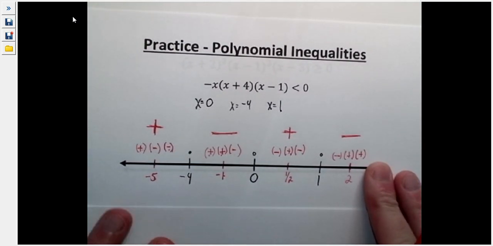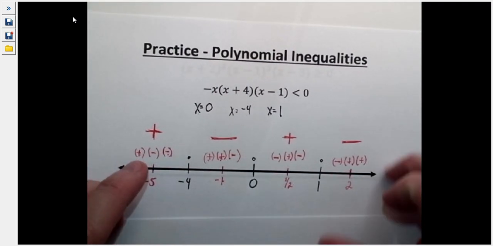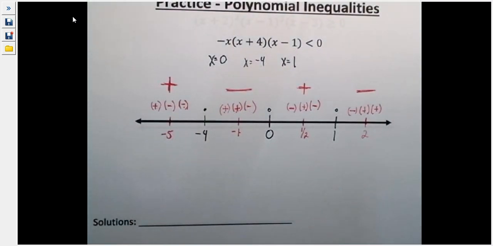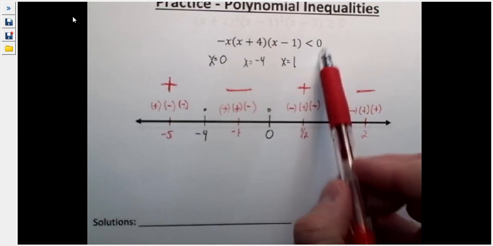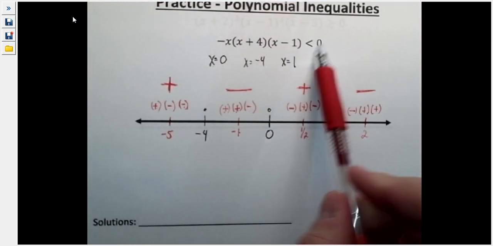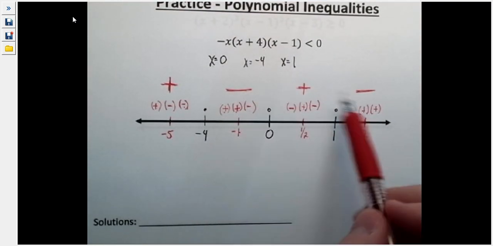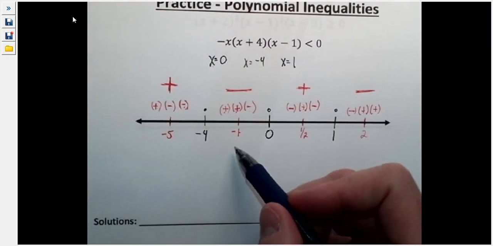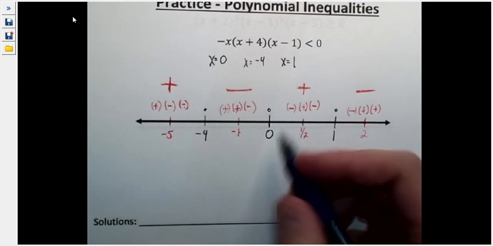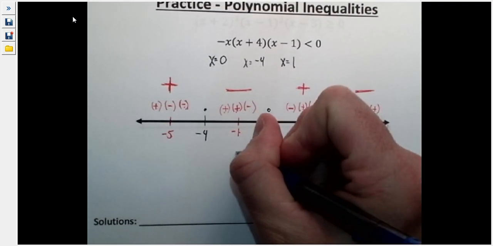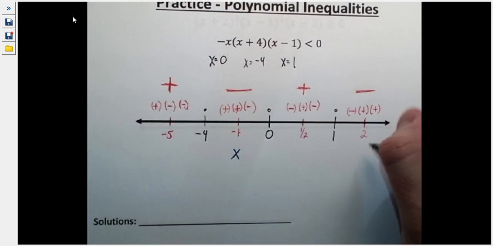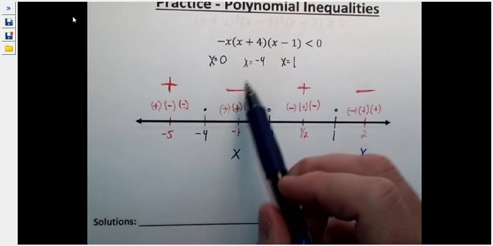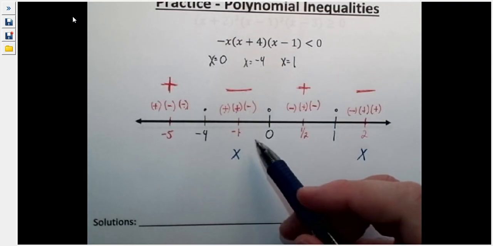Now, I need to find my solutions. That's my game. I want to find my solutions. So I'm looking for where this is less than 0. And again, numbers less than 0 are the negative numbers. So the way I come up with my inequality is wherever my solutions are, my negatives, I'm going to put an x there, like this and like that. Because this is my solution, less than 0, negative numbers.